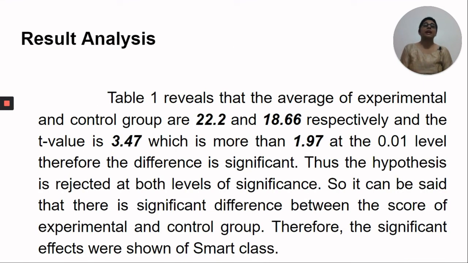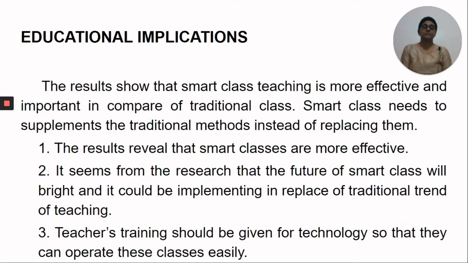Table 1 reveals that the averages of experimental and control group are 22.2 and 18.66 respectively, and the t-value is 3.47, which is more than 1.97 at the 0.05 level. Therefore, the difference is significant. Thus, the hypothesis is rejected at both levels of significance, so it can be said that there is significant difference between the scores of experimental group and control group. Therefore, the significant effects were shown of smart class.